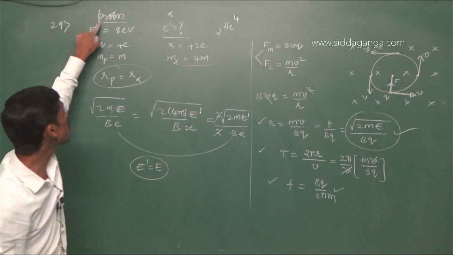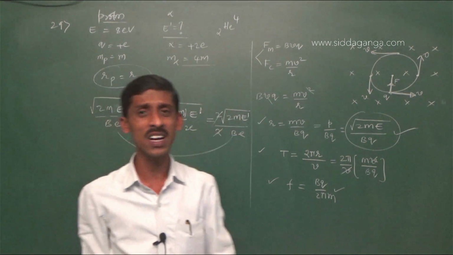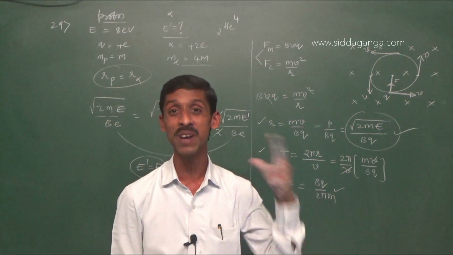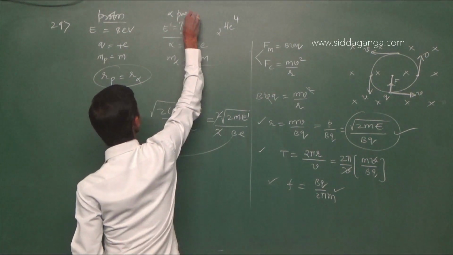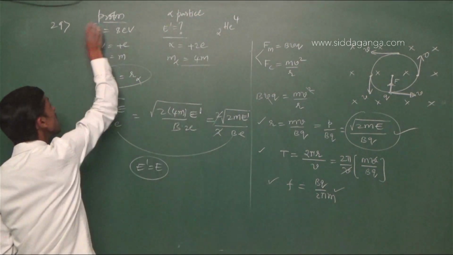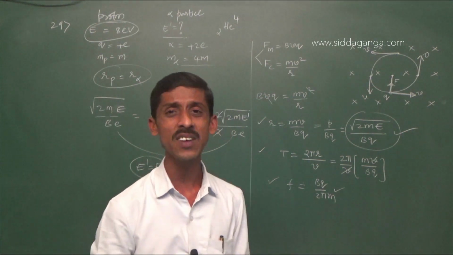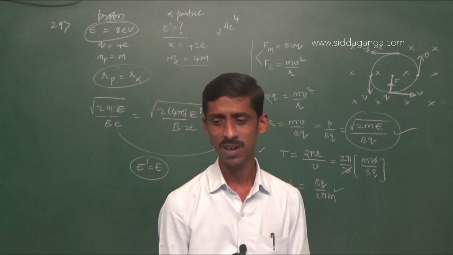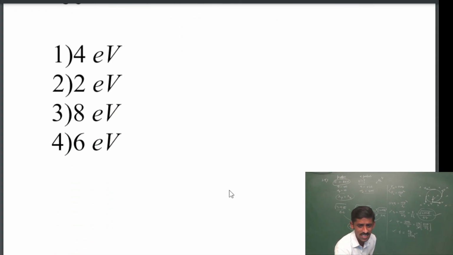For a proton and an alpha particle to describe a circular path of the same radius, their energy must be equal. So what is the energy of the proton? 8 electron volt. So obviously what should be the energy of the alpha particle? 8 electron volt. So 8 electron volt, third option.